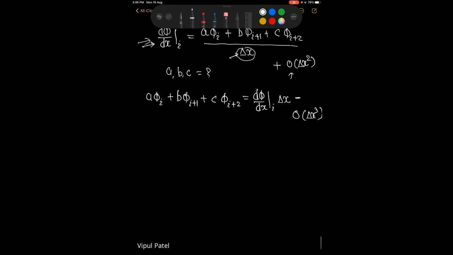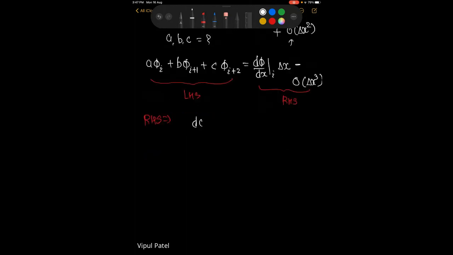Now this particular right hand side term I can also express as follows. I can divide this equation into two parts. I'm not dividing, it is actually there only. So let me call this particular term the left hand side, and this is the right hand side term. Now this RHS term I can write as follows, that is d phi by dx at I, which is already there, multiplied by delta x.